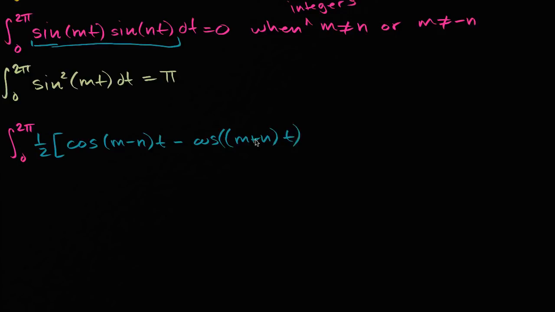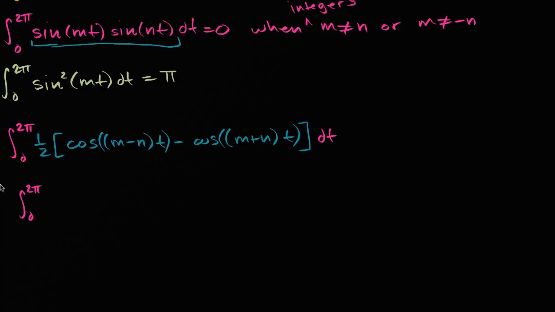And actually, let me put parentheses around these whole things so it's more clear what's going on. This right over here is just the product to sum formula when you're taking the product of the sine of two different things here. And of course, this is going to be dt. Now, if we use some of our integration properties, we can rewrite all of this as the integral from 0 to 2 pi. In fact, we could put that 1/2 out front twice. I'm going to write this as the difference of two definite integrals.